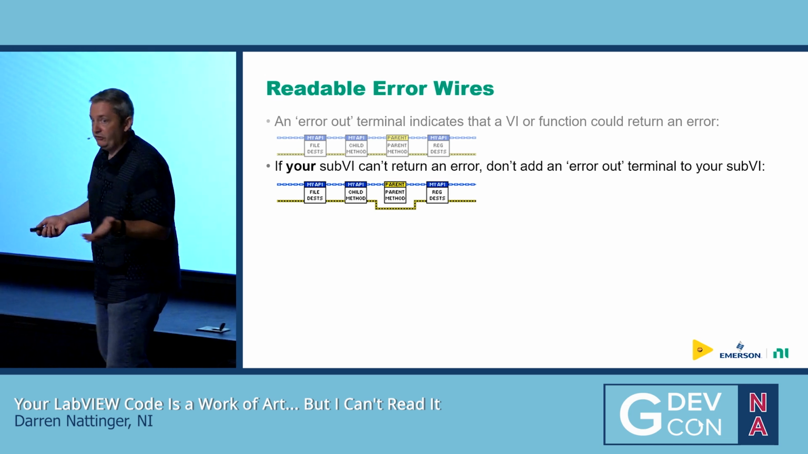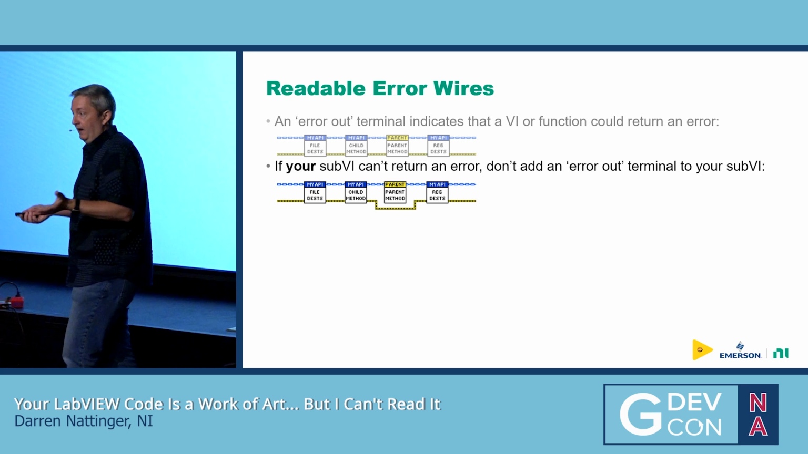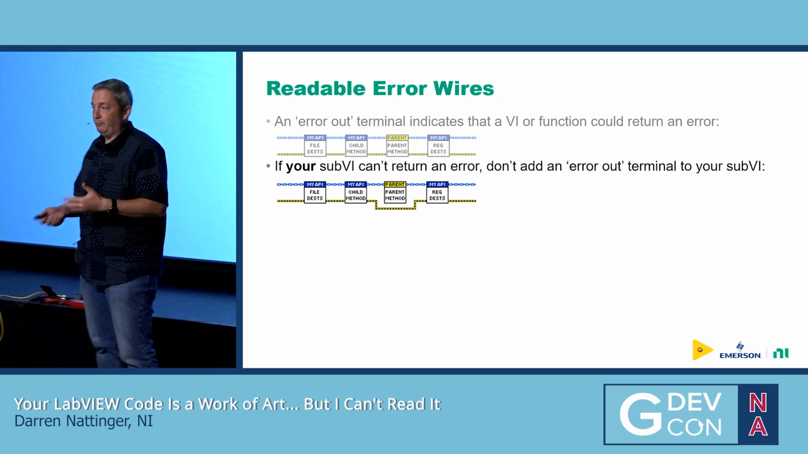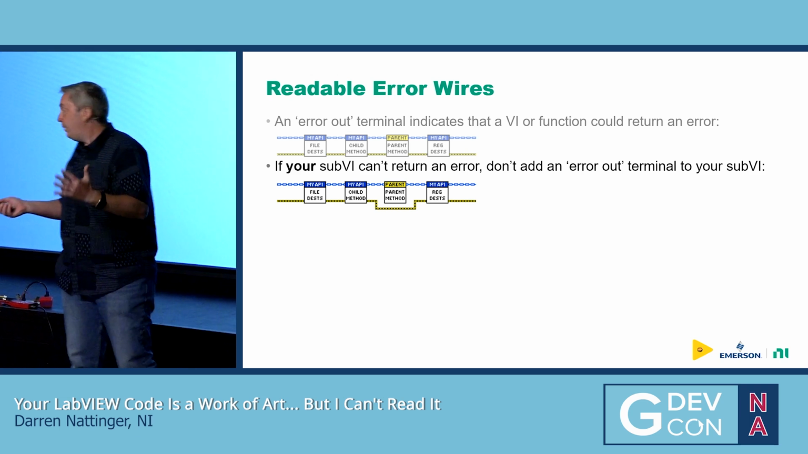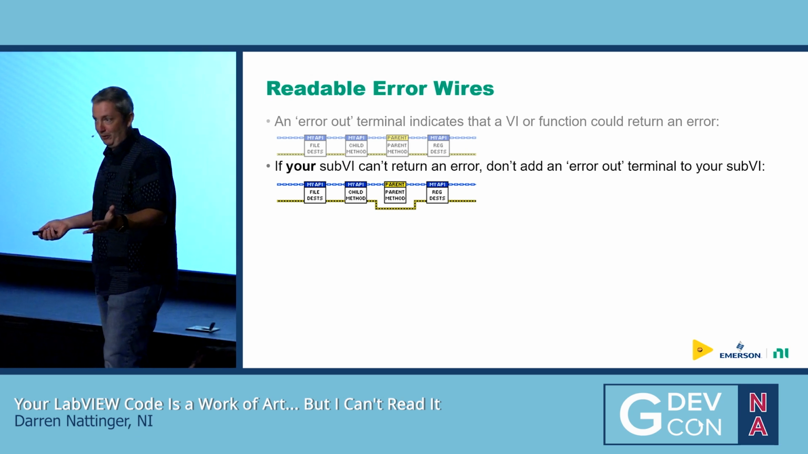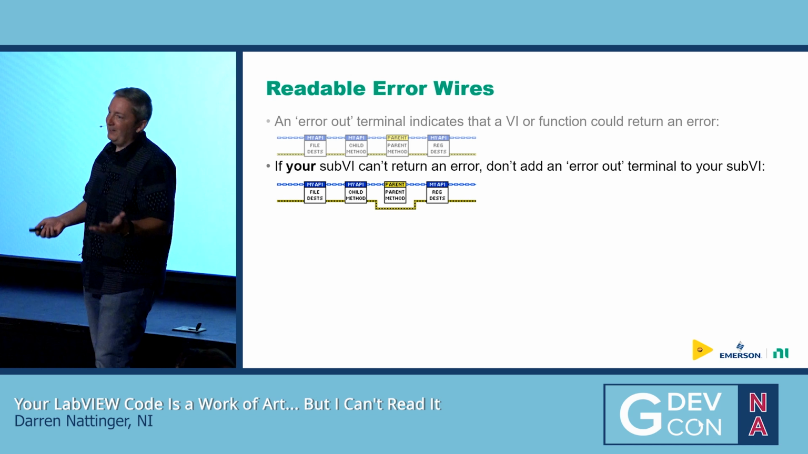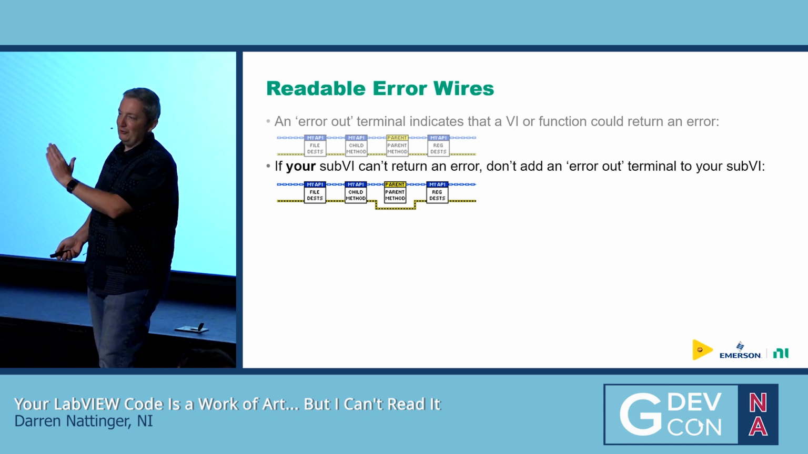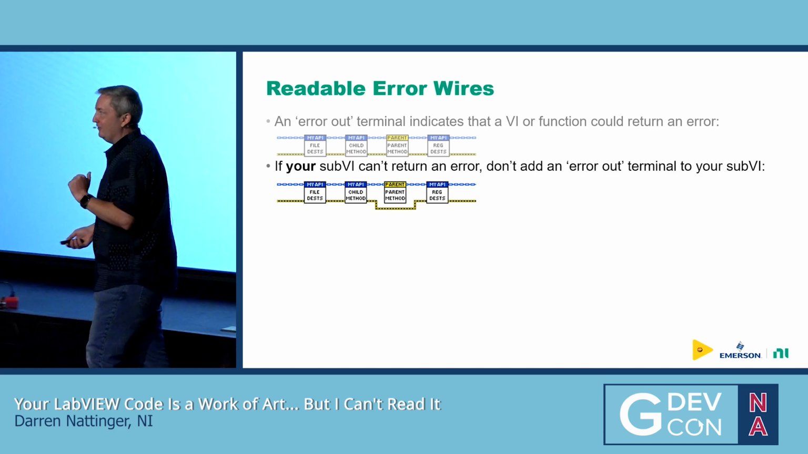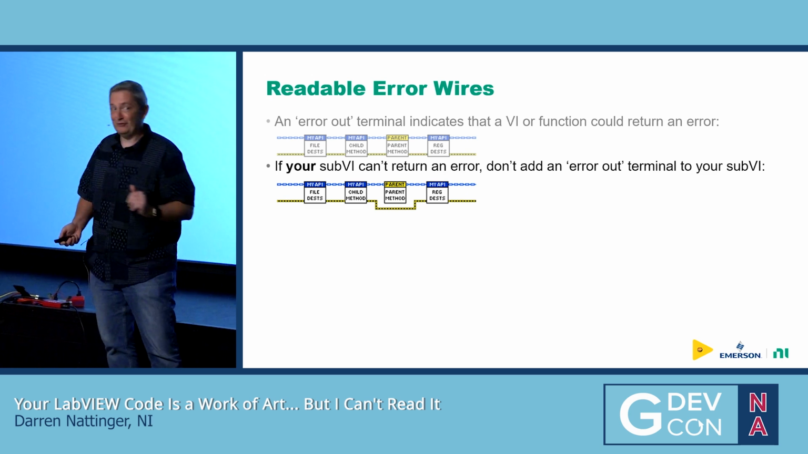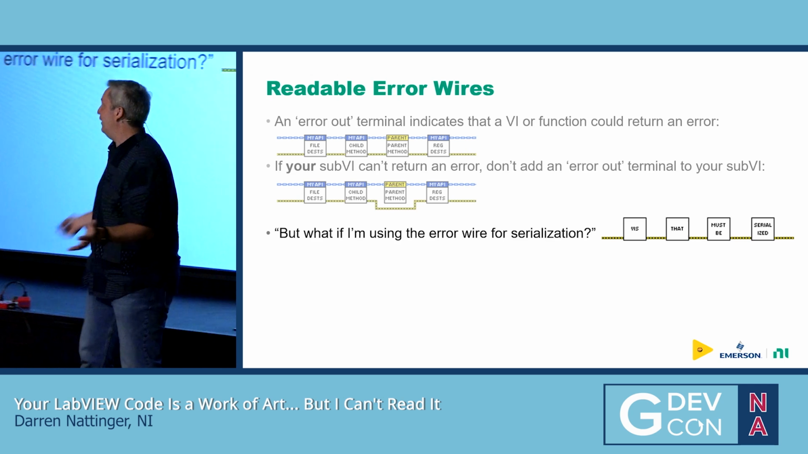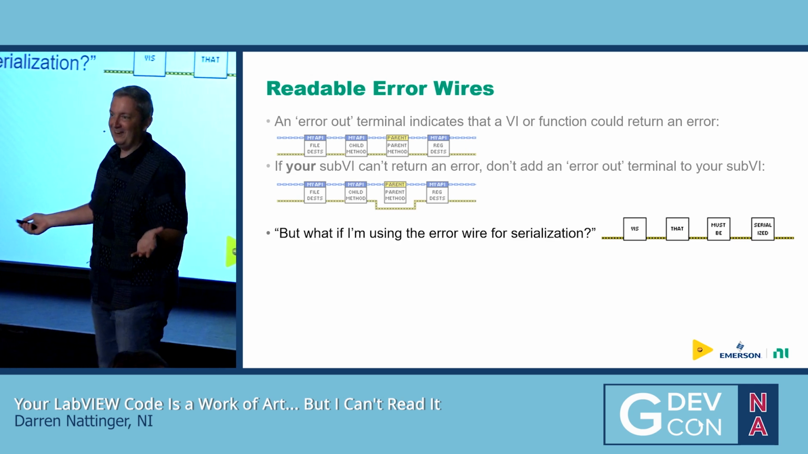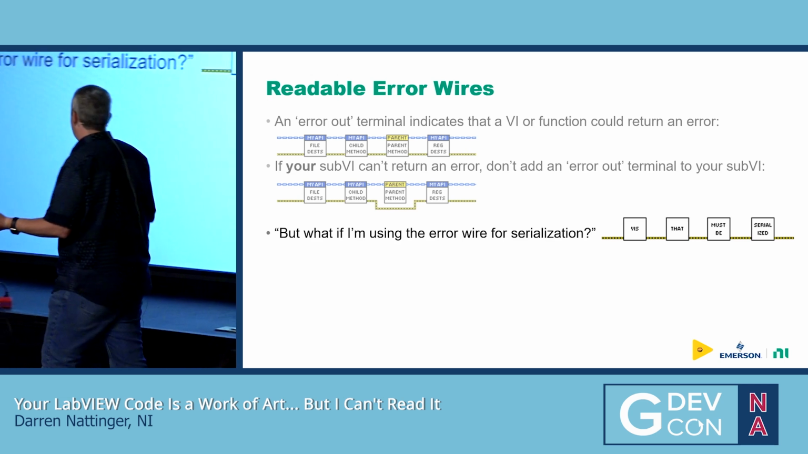If a VI cannot generate an error, it should not have error terminals. I'm not going to argue about this because it's semantically true. But as LabVIEW programmers, there's a lot of times we need things to happen in a certain order, right? And the LabVIEW editor gives us the flat sequence structure, but we don't like to use that. We like to use error wires to serialize things.